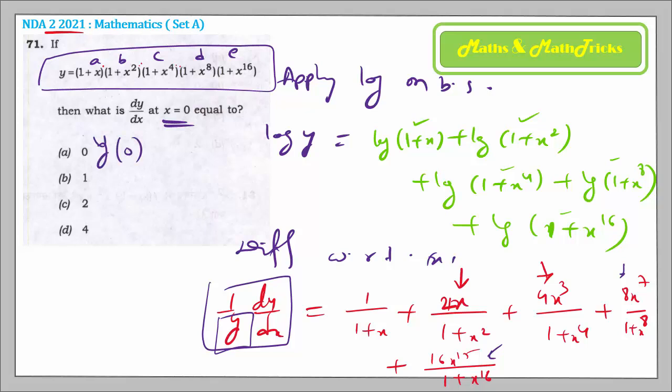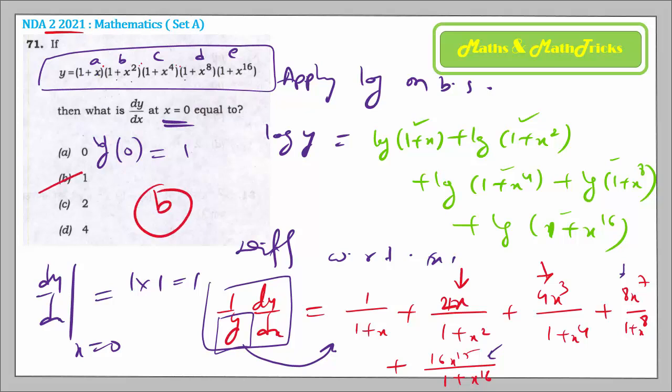Y at 0 will be like 1 plus 0 into 1 plus 0 into 1 plus 0. That is 1, 1, 1, 1, 1, 5 times 1, 1 only. So dy by dx at x equal to 0 turns out to be 1 into 1, that is 1, because this y value is multiplying 1 upon 1 plus x. Hopefully you got the calculation, and hence the answer is option B only for this question.